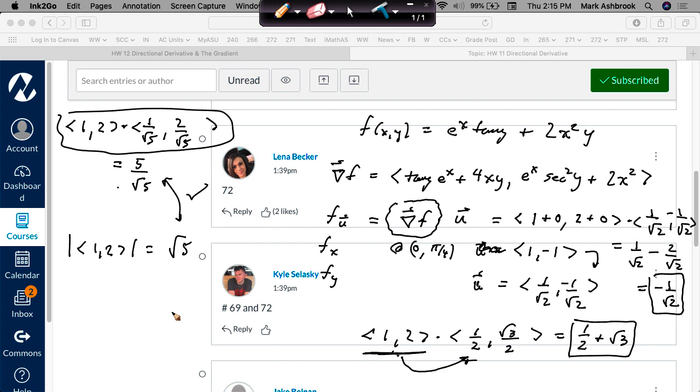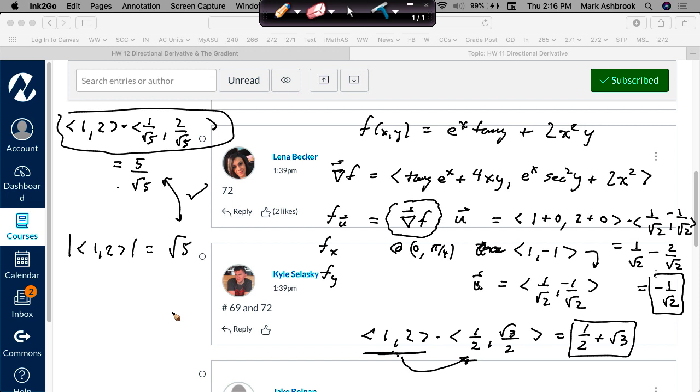Okay, last one. What's the last one? 72. Now they give you, oh, awesome question, because this brings it all together: stuff we've been doing in the last couple weeks, along with directional derivatives.